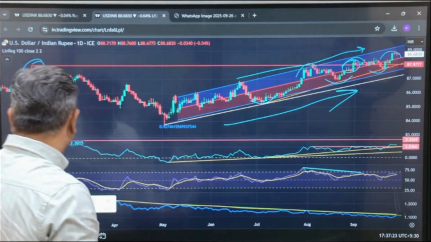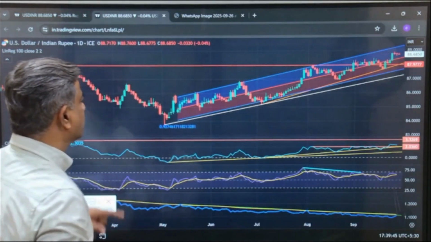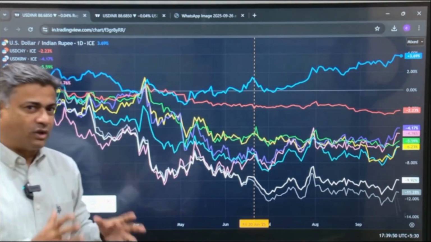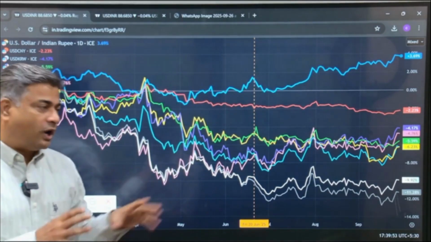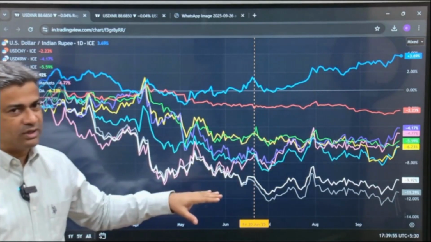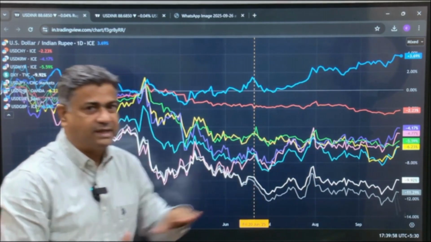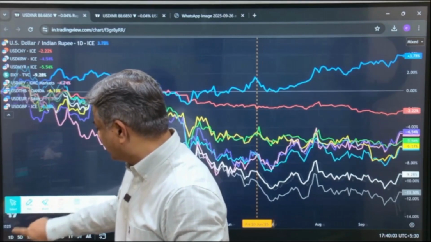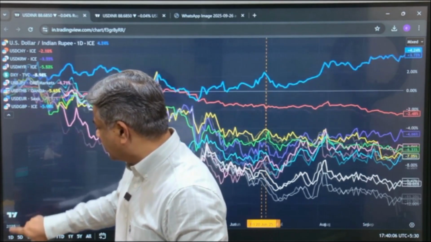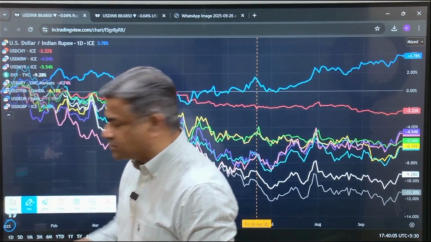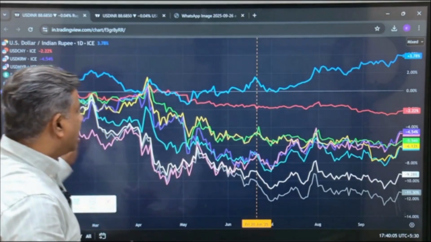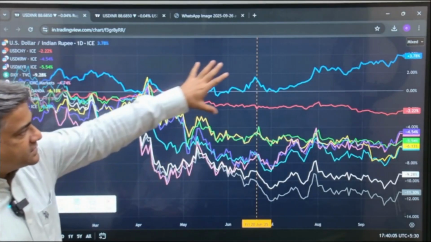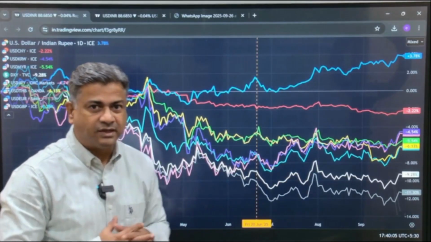Let us also look at another chart. I wanted to show something more interesting. This is a rebase chart of dollar INR, which is the blue line, and the Asian currencies and the dollar index. Look at the dollar index, the white line. I am starting from the beginning of 2025, and it runs from the beginning of 2025 till now. So blue is the rupee, and white is the dollar index.